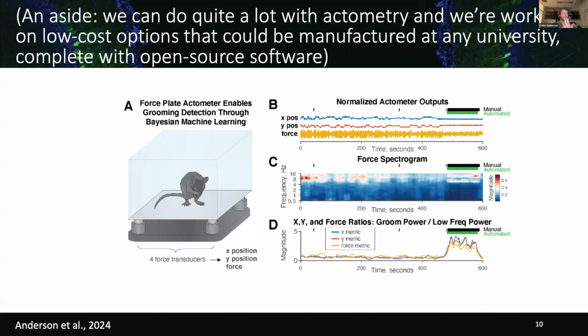So just as an aside, we're doing all this with what's called force plate actometry. It's not really a new idea. It first came out over 20 years ago now. But in my group here, we're actually working on some very low cost budget options that we're trying to design with as many 3D printable parts as possible. Basically the goal being that we can publish this and it can be manufactured at any university with just a basic fab lab. Complete with open source software. So this is something we're hoping to get out by the end of this year now.